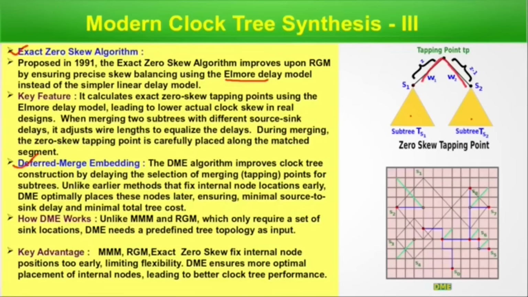So how does DME work? Unlike MMM and RGM, which only require a set of sink locations, DME needs a predefined tree topology as input. Key advantage: MMM and RGM fix internal node positions too early, limiting flexibility, whereas DME ensures more optimal placement of internal nodes, leading to better clock tree performance. Deferred merge embedding is an improvement over the previous algorithms.